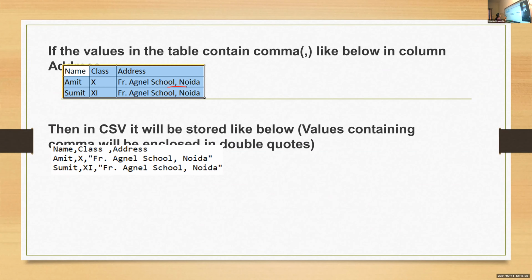Then in the case of the next row also, Sumit, comma, then +1, comma. Here again one comma is there. So you want to represent the content that is using a comma within double quotes. So the output is displayed like this: Sumit, +1, and within double quotes, Father Agnel School, Noida. Because this is represented within double quotes because already one comma is there. That's why we are representing this third column value within double quotes.